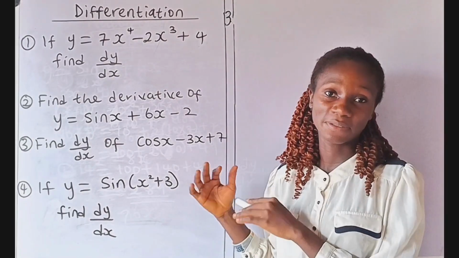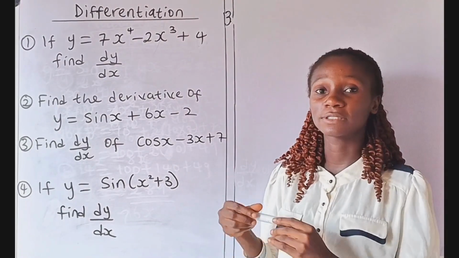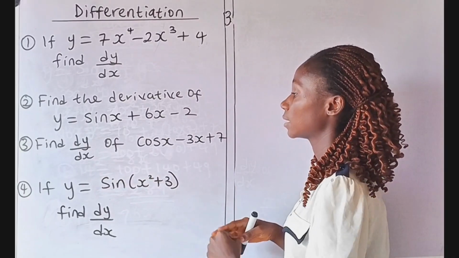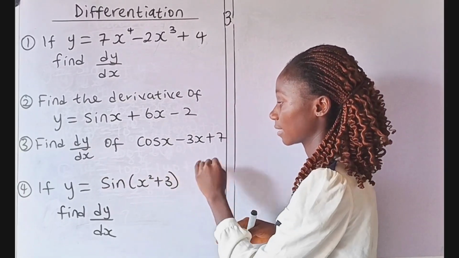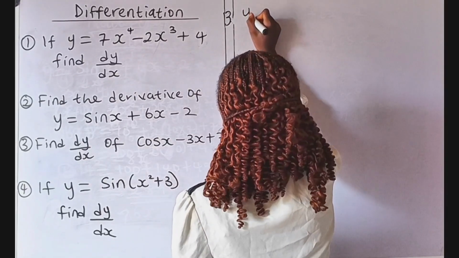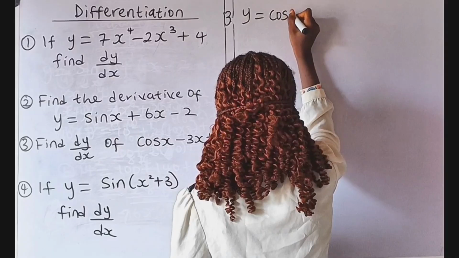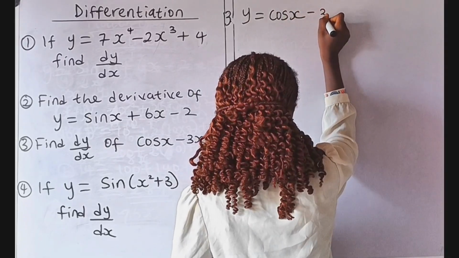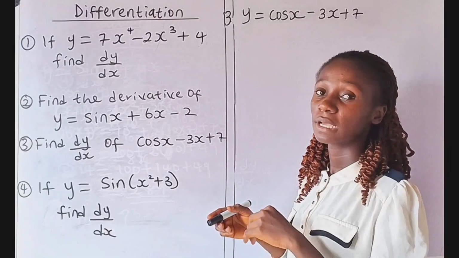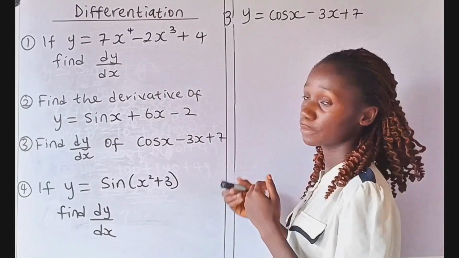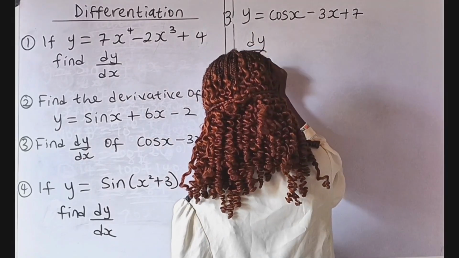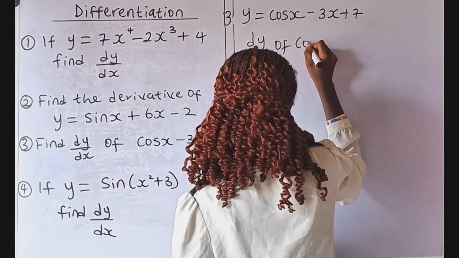Let's move over to question 3. We're taking it gradually so that you can understand what differentiation is all about. Find the dy/dx of cos x minus 3x plus 7. Let's write out our question. y equals cos x minus 3x plus 7. Like I did in question 2, I broke it down to make it easy for you to understand. That's what I'm going to do here too. So the dy/dx of cos x.